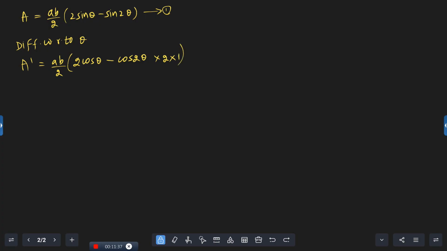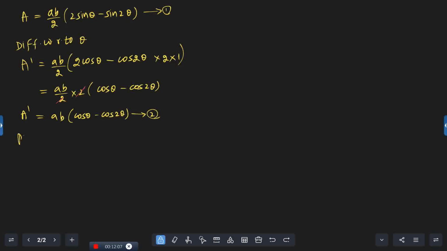So what you can say, 2 you can take outside. When you take 2 outside, what is remaining? Cos theta minus cos 2 times theta. So that 2 cancelled. Then what am I getting? AB into cos theta minus cos 2 times theta, answer number 2. This is my A dash.